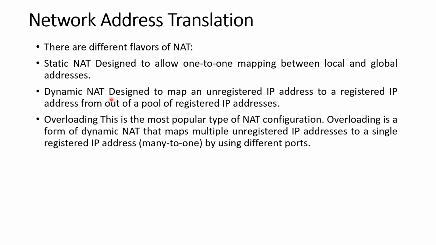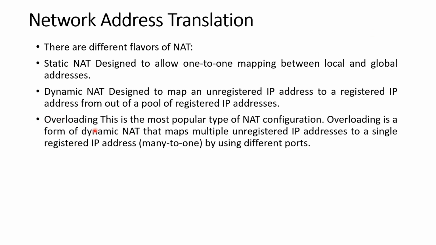And the second case, dynamic NAT. Dynamic NAT maps private IP addresses to public IP addresses from a pool of registered IP addresses. When a device wants to connect to the internet, it is assigned a public IP address from the pool. The mapping is temporary and only lasts while the connection is active.